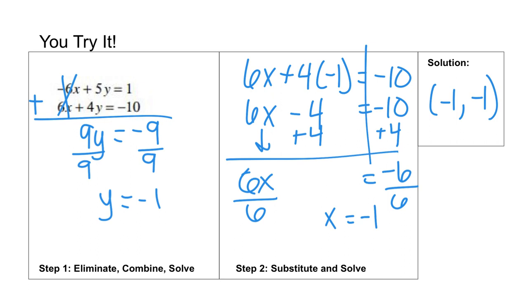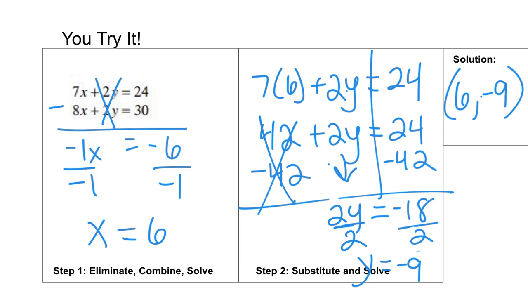So I added 5 plus 4 and got 9, 1 plus negative 10 and got negative 9, divided by 9, got negative 1 for y. Then I plugged that back into the second equation in place of y, which is what I did right here, and solved that equation to get a value of negative 1 for x. So my solution was negative 1, negative 1. If you missed that, pause the video and look closely at my work compared with yours. See if you can see where you made your mistake.